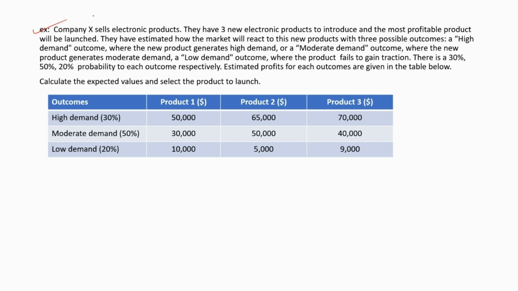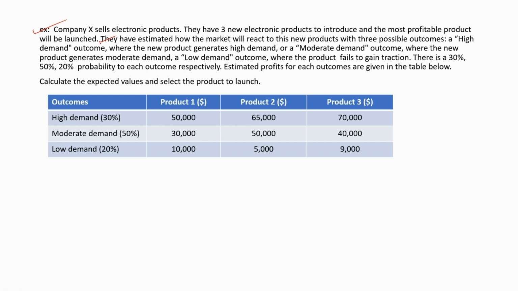Simply, this means they have three new products, but the most profitable product will be launched. They have estimated how the market will react to these new products with three possible outcomes. A high demand outcome, where the new product generates high demand, or a moderate demand outcome, where the new product generates moderate demand. A low demand outcome, where the product fails to gain traction. There is a 30%, 50%, and 20% probability to each outcome, respectively.